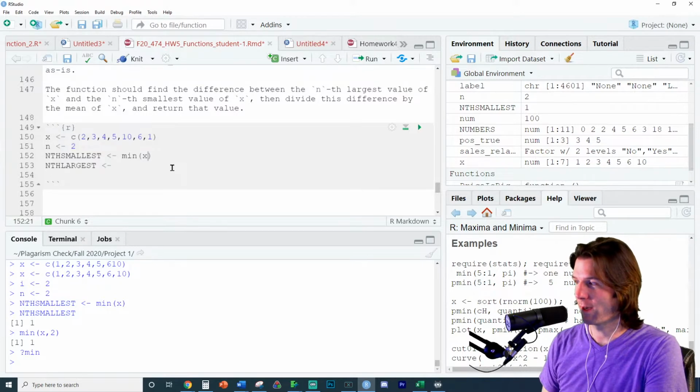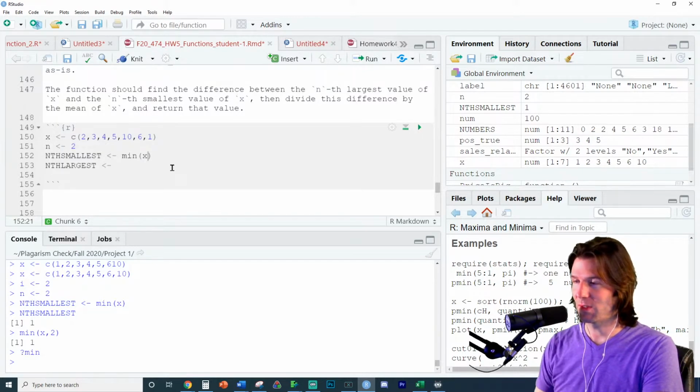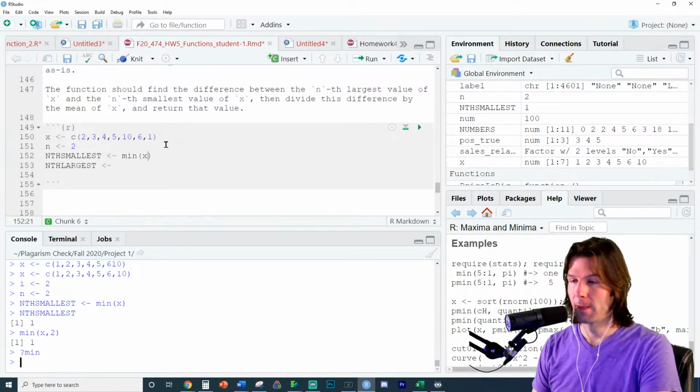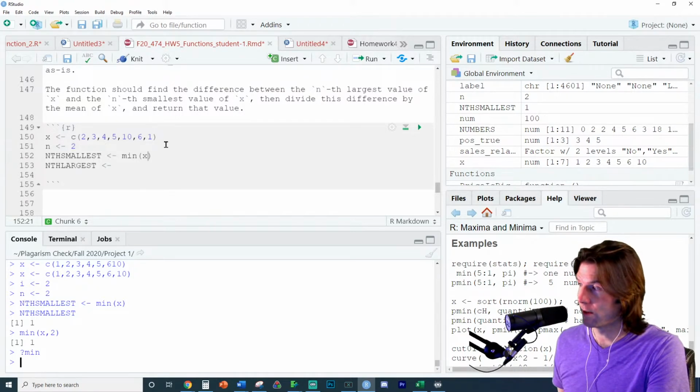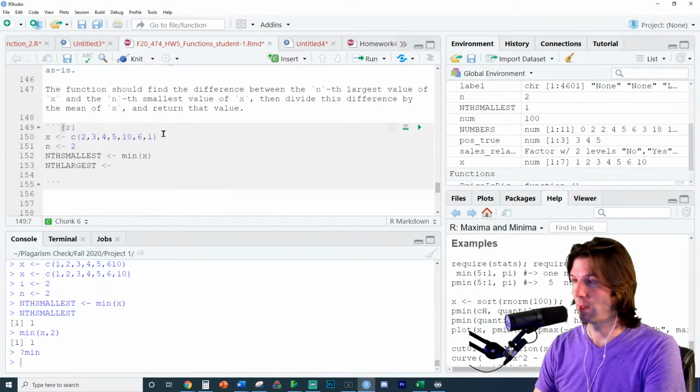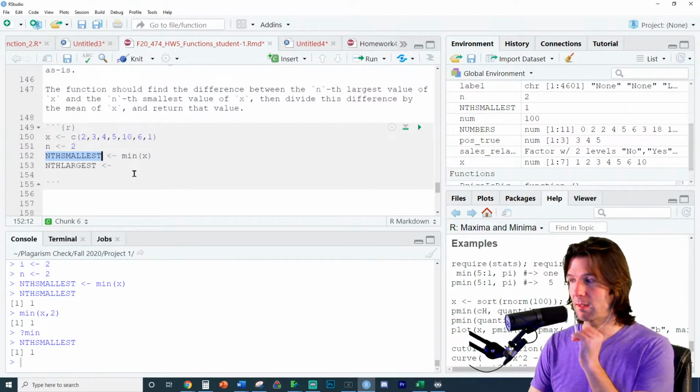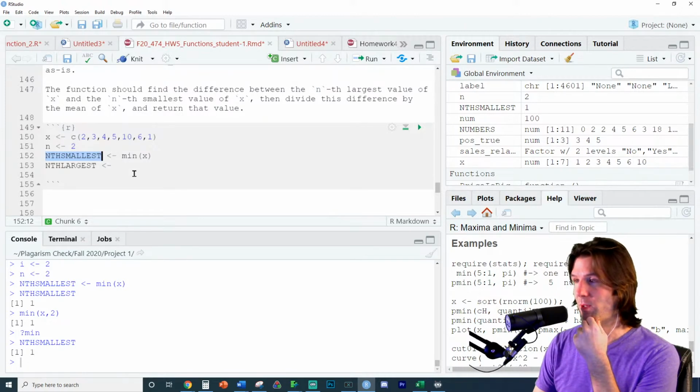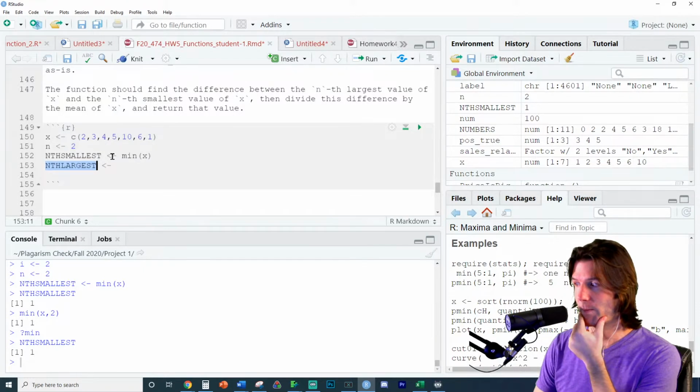People should be thinking right now, what is the second smallest of this vector? You should always think about what you want to return. So we want to return the second smallest. What number should we be getting? We want the second smallest number in this vector for nth smallest, which should be stored into here. Because right now it's 1, and that's not the second smallest. It should be 2. And then the nth largest, which should be the second largest, should be what right now?